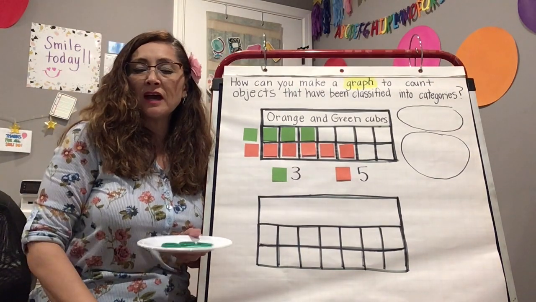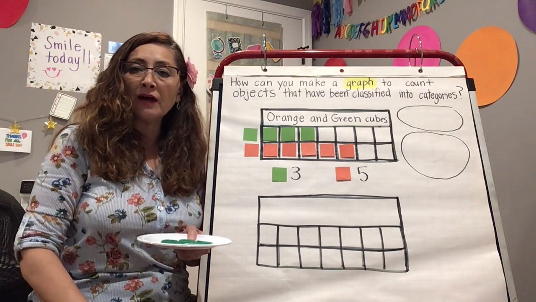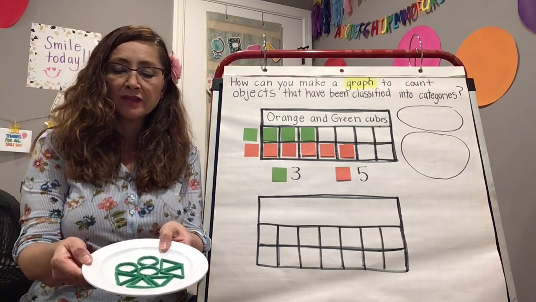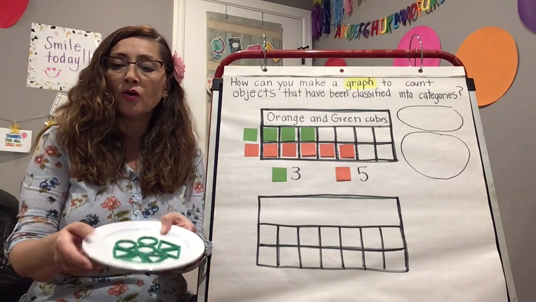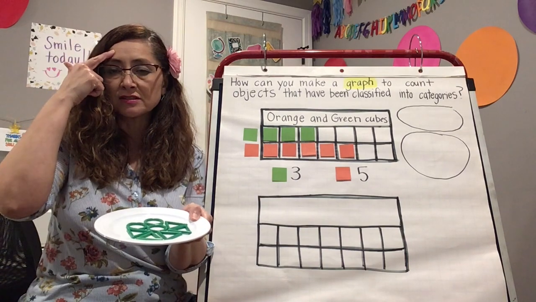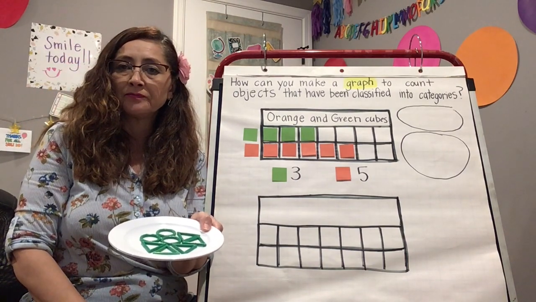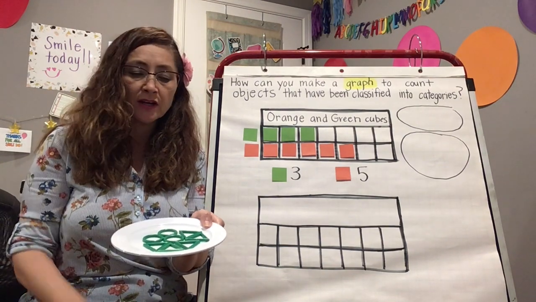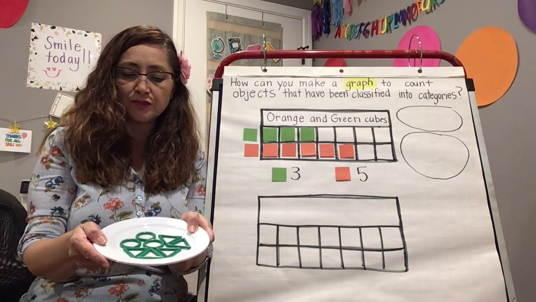Okay, boys and girls, I want you to help me out now to make a new graph. Now this time, I'm going to show you these objects, okay? These are the objects that we are going to graph. So, what is the first thing that we're going to have to ask ourselves when we want to graph the information? That's right. The first thing is we need to sort. So we need to ask ourselves, how can I sort these objects?